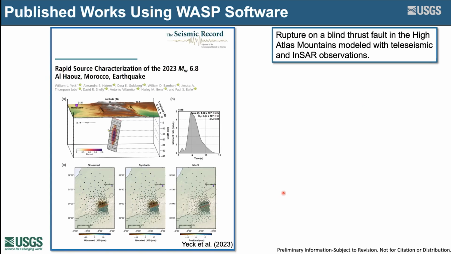So first here is a paper led by Will Yeck that included modeling of kinematic rupture of the 2023 Morocco earthquake, which showed rupture on a blind thrust fault, and we used teleseismic and InSAR observations to make that estimate. Generally, at NEIC, we perform finite fault models for earthquakes magnitude 7 and larger. Magnitude 6.8 is kind of pushing the bounds of what teleseismic data can do, but because we have the availability to include these other data types, we're able to get a robust model.